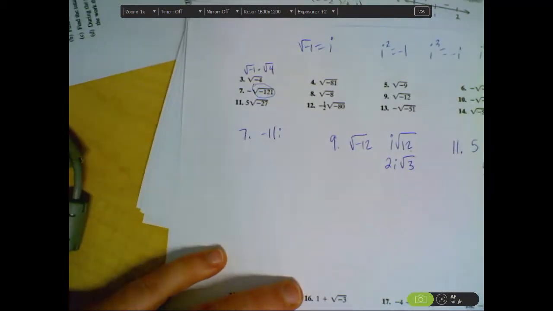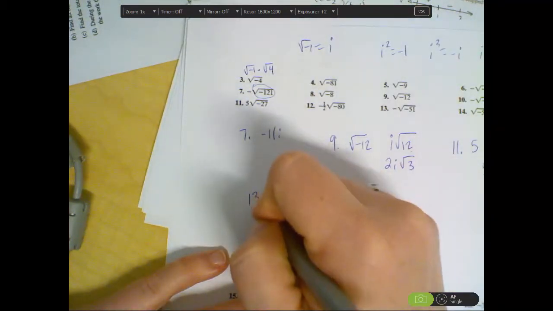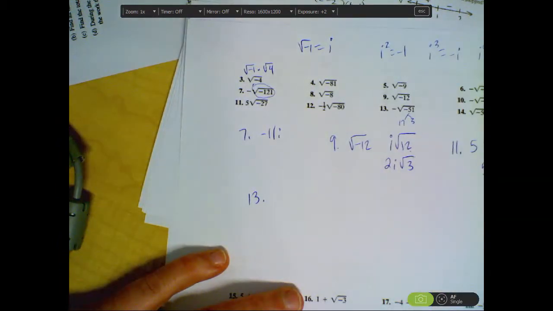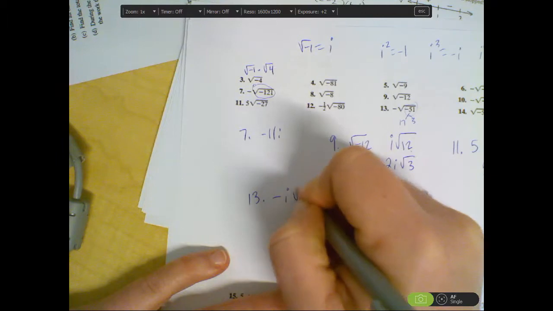Number 13, -51, you can take out a 3, that goes in 17 times, but that doesn't matter because there's no doubles. So 51 can't be simplified. So your answer is just going to be -i root 51.